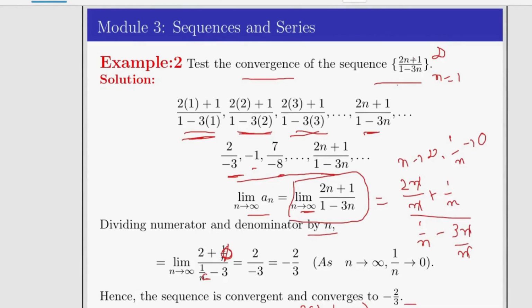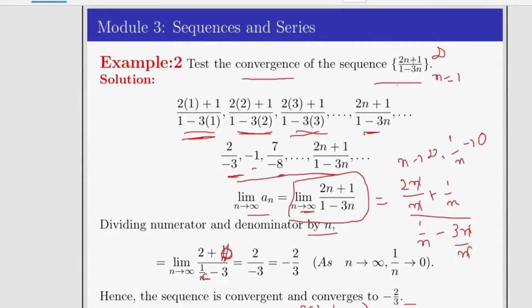Now let's check through the terms of the sequence. What is the first term? −2/3, so the first term is about −0.6. The second term is −1. The third term is −0.875. What is the 100th term?